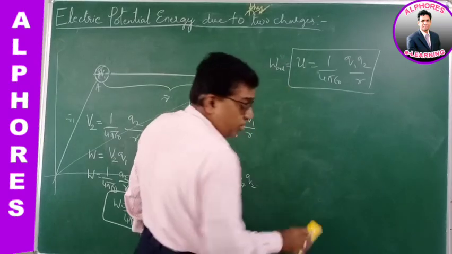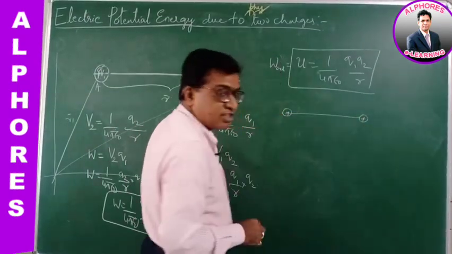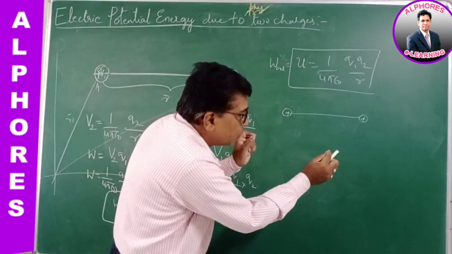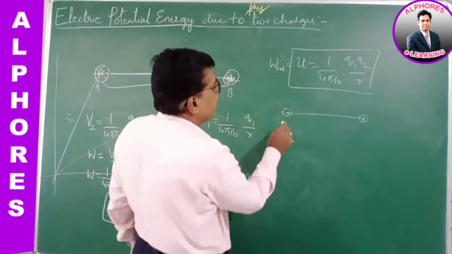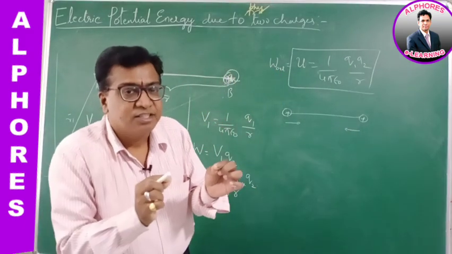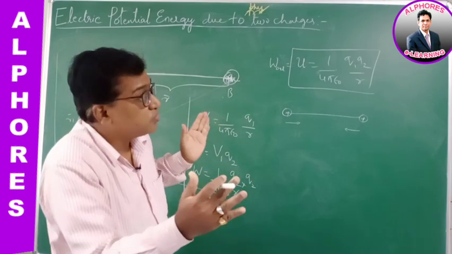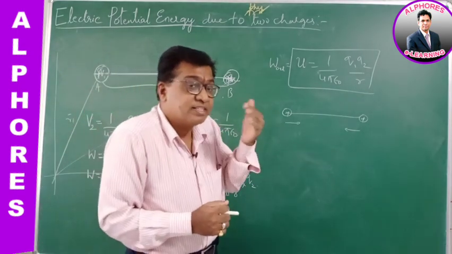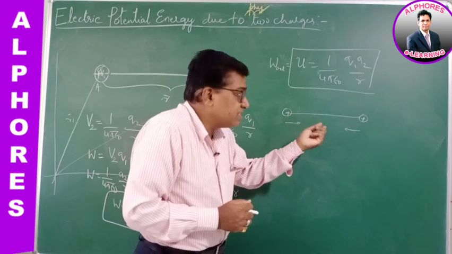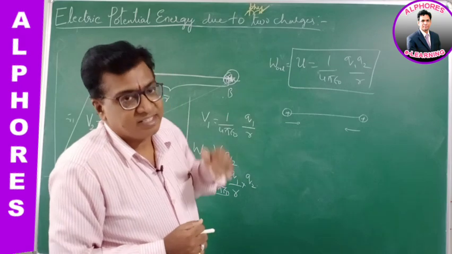Suppose two positively charged particles like this, Q1, Q2, are moved closer. If I am moving them closer, the distance between them is decreased. In decreasing the distance between them, the external agent has to do work. In doing work, it spends energy. Now that energy is stored in the system. So potential energy in the system increases.